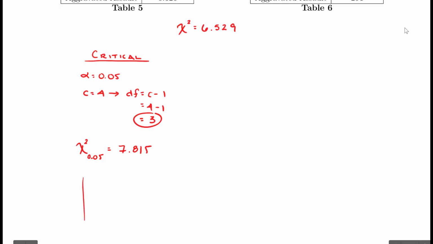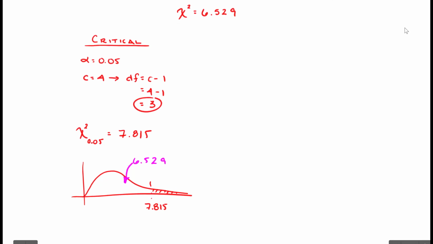So if we imagine this on a curve, remember the chi-square is a right tail curve, 7.815 is here, and it's a right tail test, so it's everything that lies to the right. Our chi-squared value is 6.529, and it lies in the non-rejection region. So for this particular critical value test, we do not reject the null hypothesis.